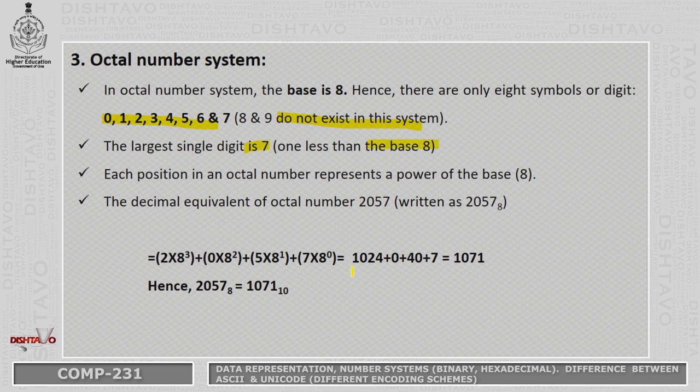Each position in this octal number system represents a power of base 8. So here, I'm taking the example of this number 2057. We can write this number as 2057 to the base 8 in the octal system. So we can convert this number from octal to decimal like this: 2 into 8 raised to 3 plus 0 into 8 raised to 2 plus 5 into 8 raised to 1 plus 7 into 8 raised to 0. So we can convert this number into decimal. It is equal to 1071 to the base 10. So likewise, some conversions will be asked in exams also for a few marks.